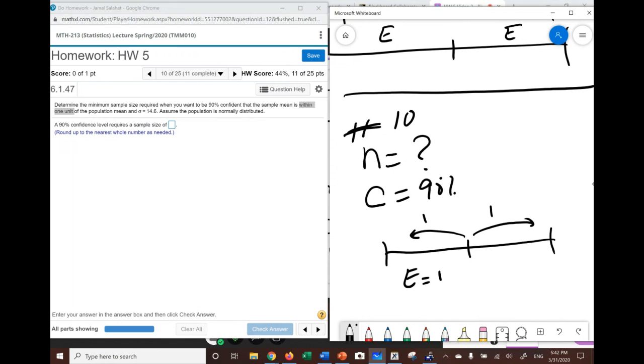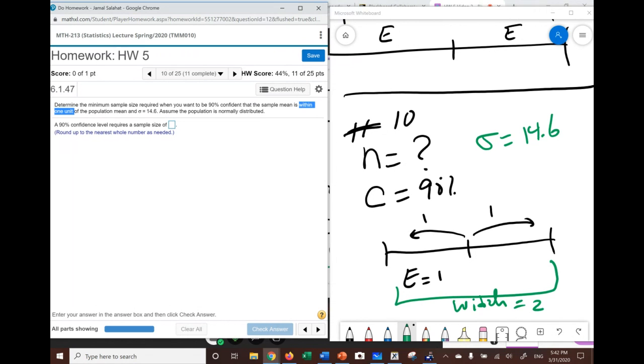But if the error is equal to 1, the width is going to be equal to 2, because 1 to the left, 1 to the right will be 2. So in this case, they gave me in the statement within 1 unit, they gave me the error. Okay? And they wanted me to use sigma equal to 14.6 if you look back at the problem. And they want me to use the 90% confidence level.